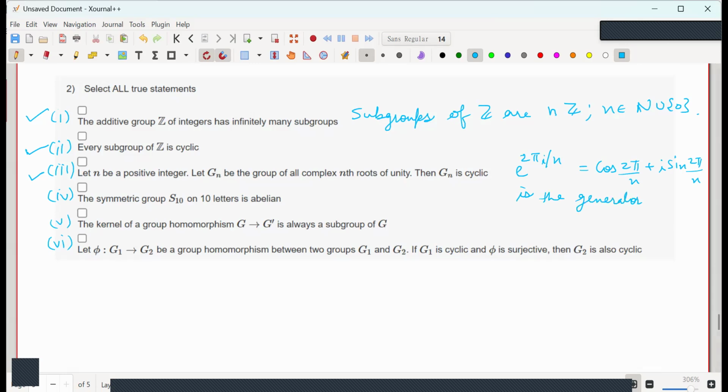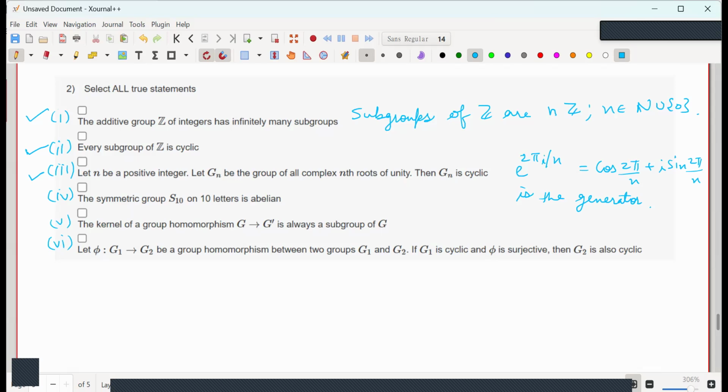Why? Because if you take the kth power of it, you will get a kth multiple of this number, 2 pi by n. So the kth power will be cos 2k pi by n plus iota sine 2k pi by n. And when k is equal to n, you will get 1. You will get all the generators, sorry, all nth roots of unity in this way. Is it clear?